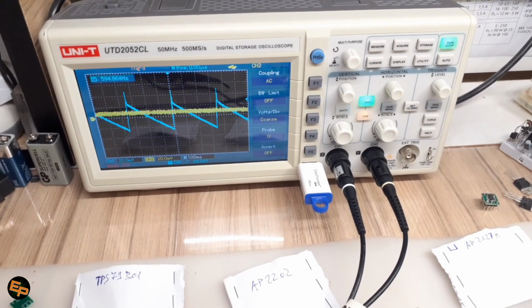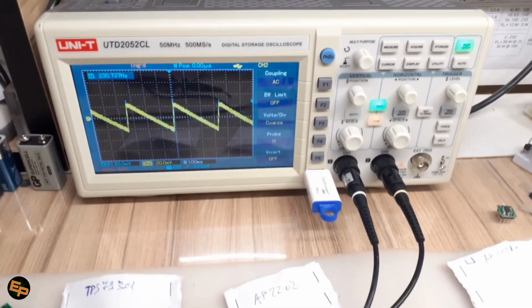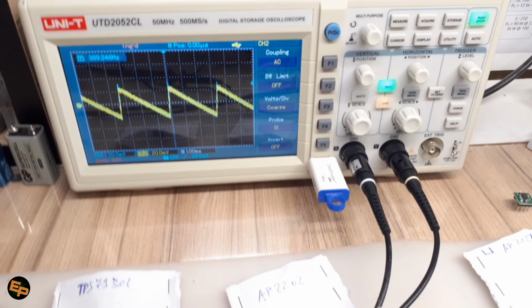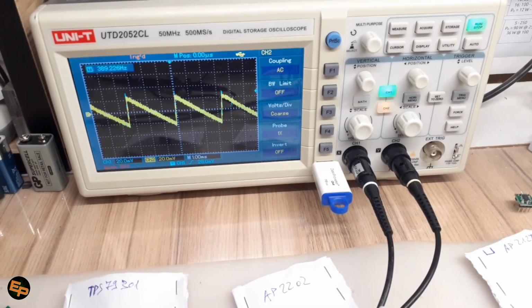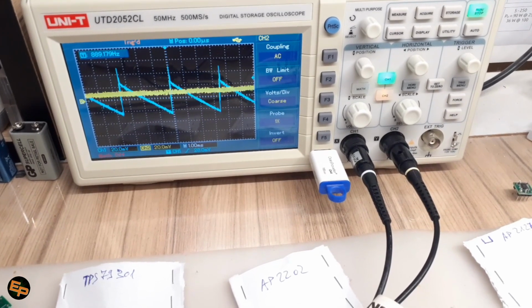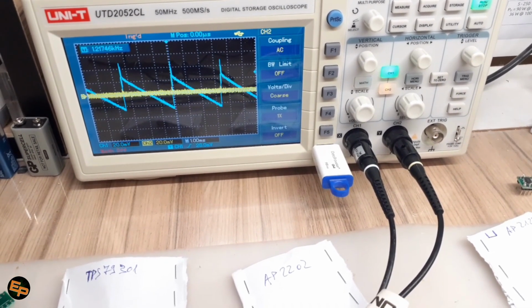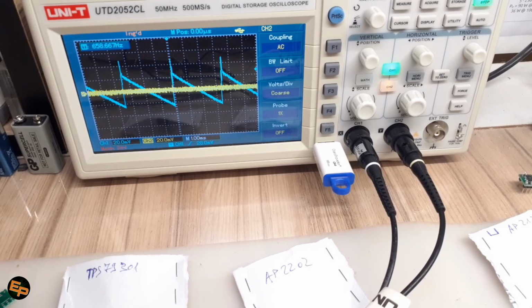Okay, so now AP2202, what I did is basically adjust the output voltage so that the chip can regulate. Like we have here, with blue we have the input voltage, with yellow we have the output voltage, and I adjusted the output voltage so that the chip does regulate and gives me a nice smooth straight line on the output, without ripple, without anything else.